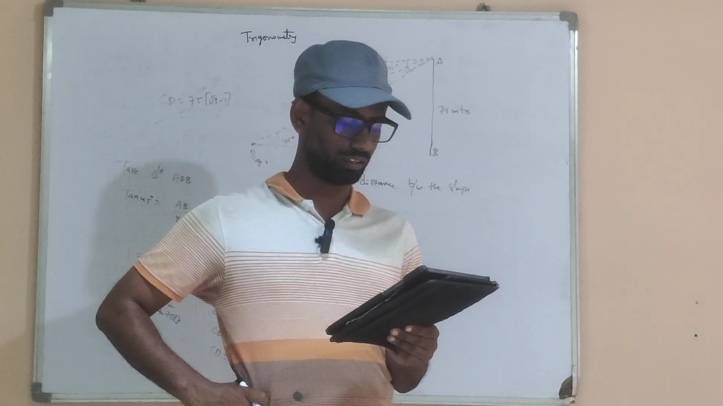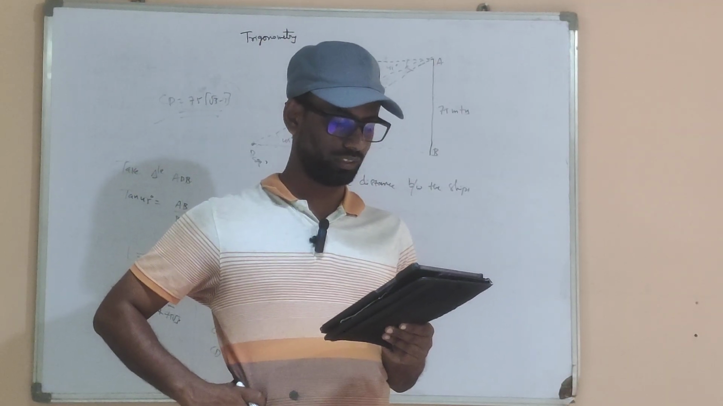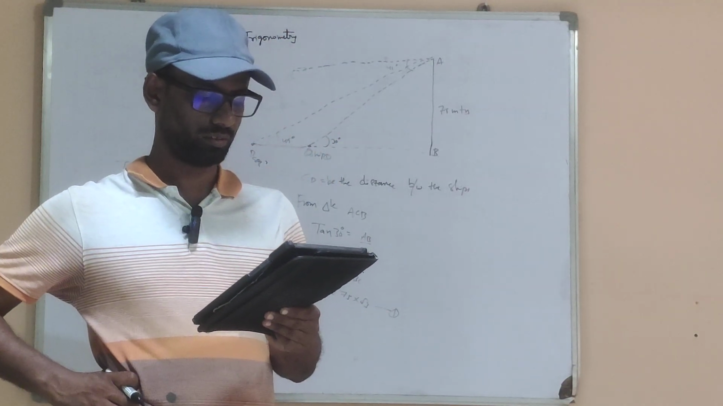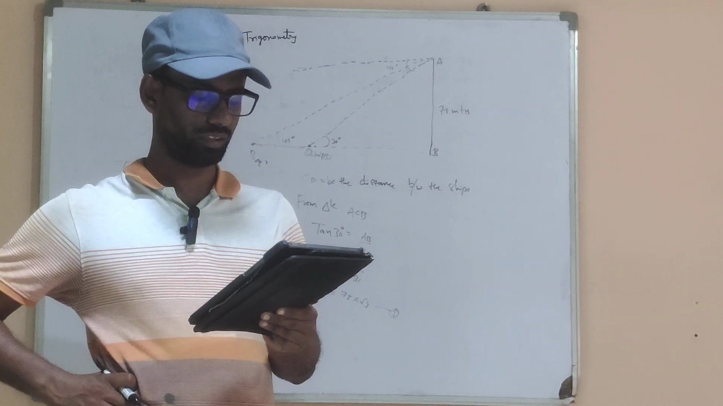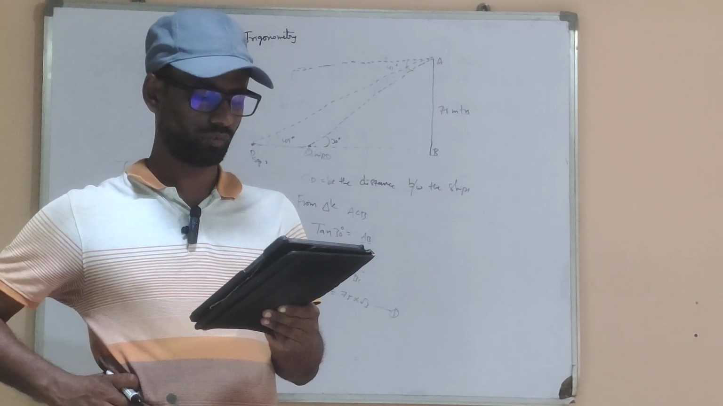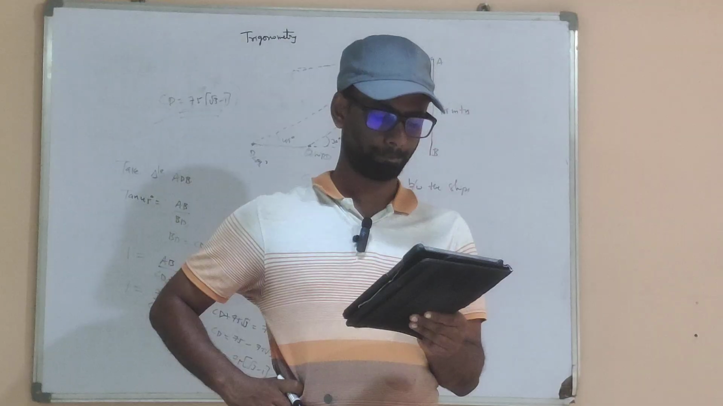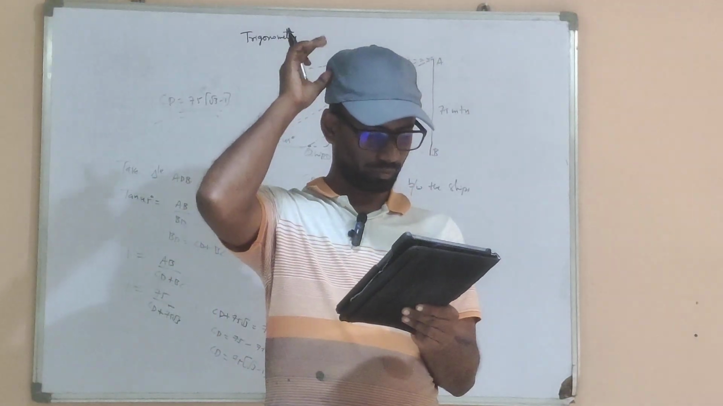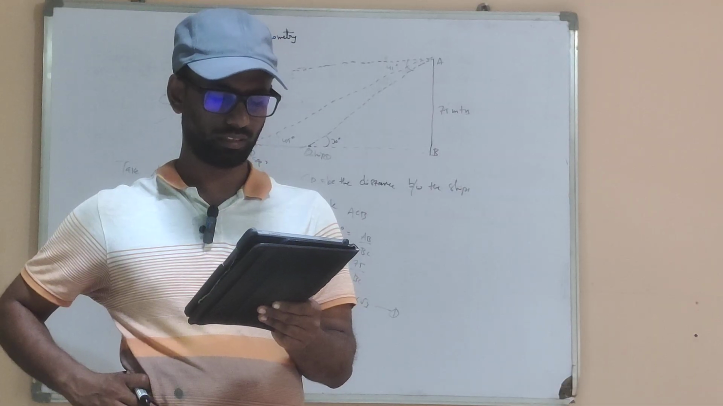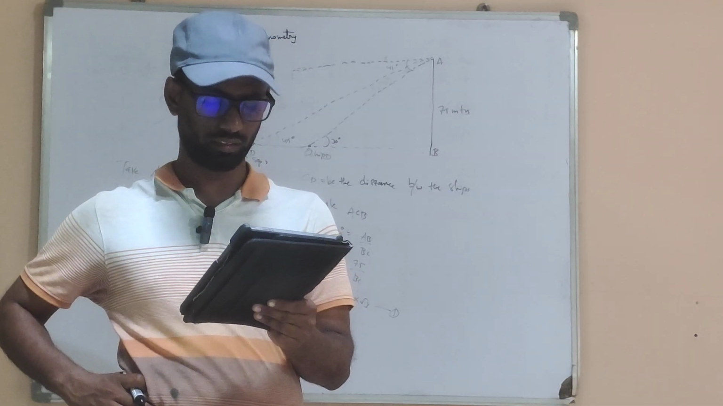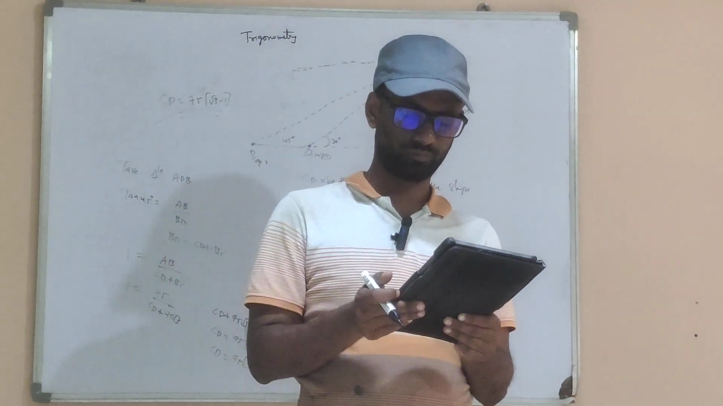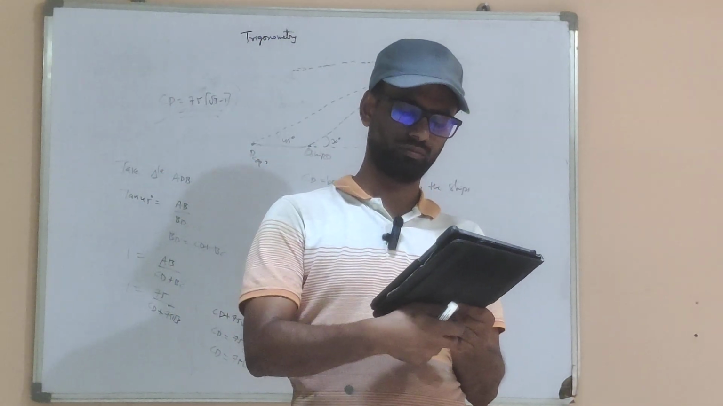A 1.2 meter tall girl spots a balloon moving with the wind in a horizontal line at a height of 82 meters from the ground. The angle of elevation of the balloon from the eyes of the girl at any instant is 60 degrees. After some time, the angle of elevation reduces to 30 degrees. Find the distance traveled by the balloon during the interval.